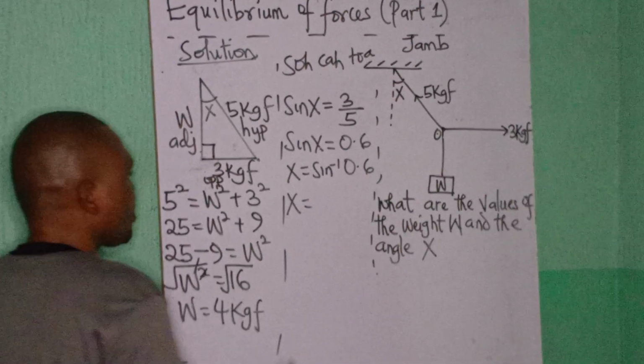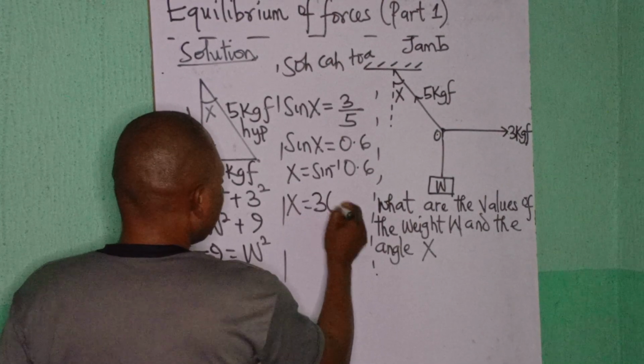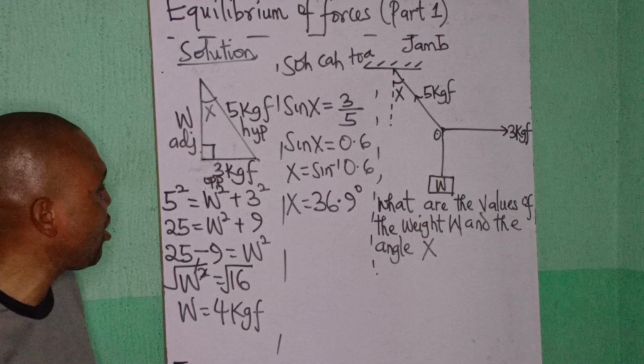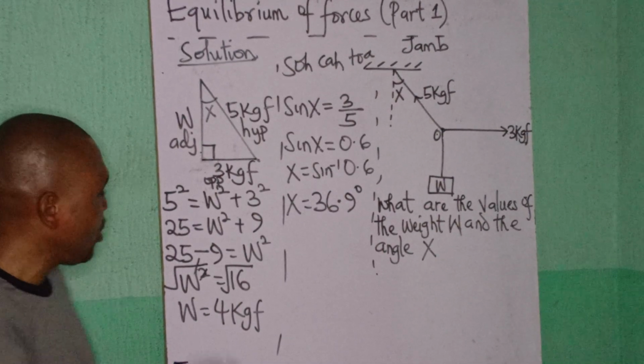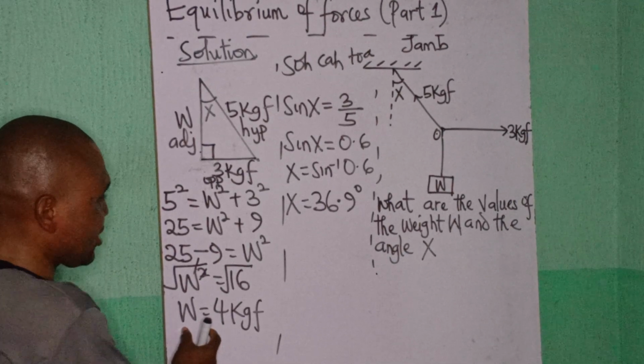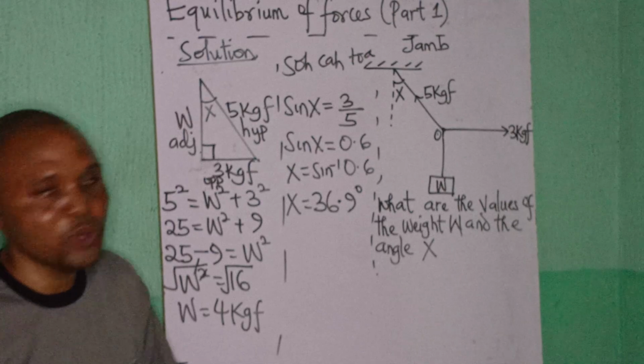The sine inverse of 0.6 is 36.9 degrees. So we have our values gotten. Here is our W, that's the weight, and here's our angle, which is X.